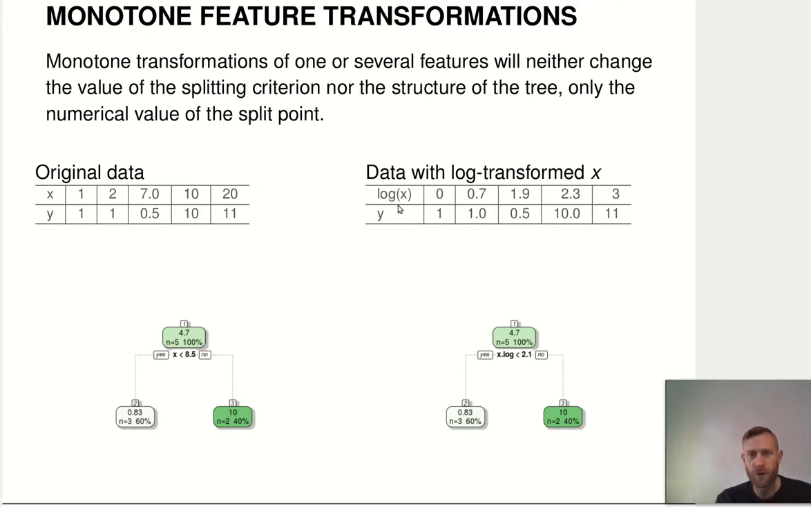If we now do a log transform on x, essentially nothing changes. The best split point is between these two observations, so we'll take the middle between these two observations. Now on the log scale of x, we're splitting at 2.1, but nothing else changes. So that's an important robustness property of trees: they don't change their structure, they don't change their predictions if you do any monotone transformations of the features.